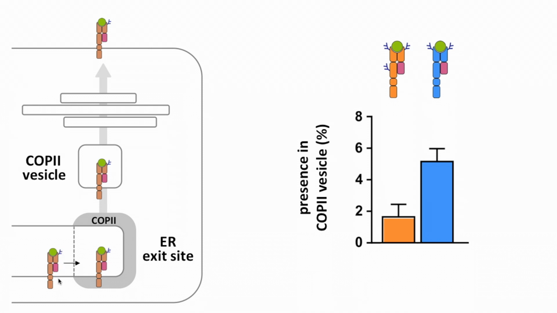In this in vitro COP2 budding assay, we generate these ER to Golgi transport vesicles, or COP2 vesicles, in vitro from isolated ER membranes. We then compare the amounts of H2DB and H2KB inside these COP2 vesicles. We found that H2KB, directly after synthesis, is present much earlier in these COP2 vesicles than H2DB.